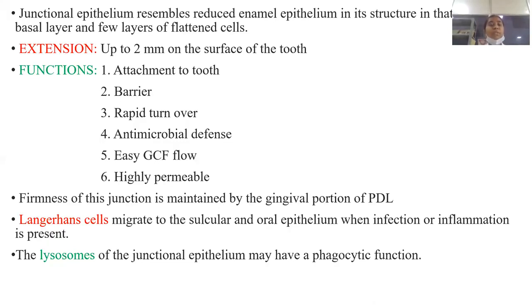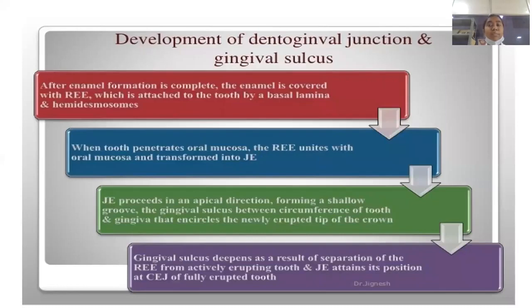So firmness of this junction is maintained by the gingival portion of the periodontal ligament. Langerhans cells migrate to the sulcular and oral epithelium when infection or inflammation is present. The lysosomes of the junctional epithelium may have a phagocytic function. Then comes the most important thing, development of dentogingival junction and gingival sulcus.